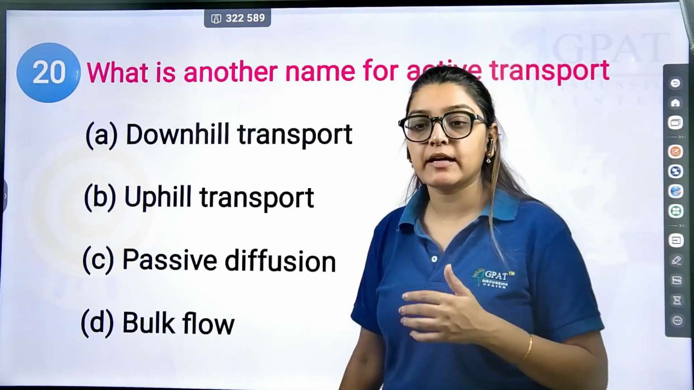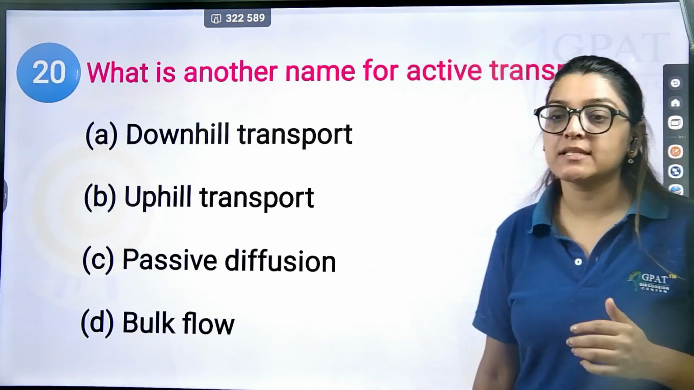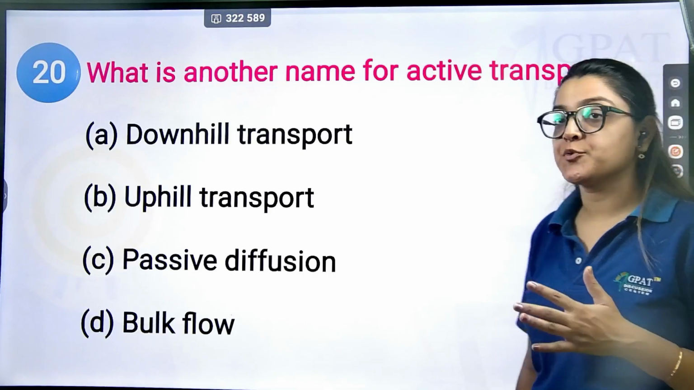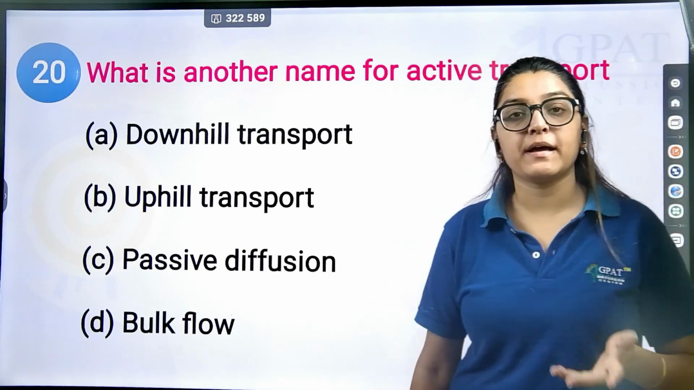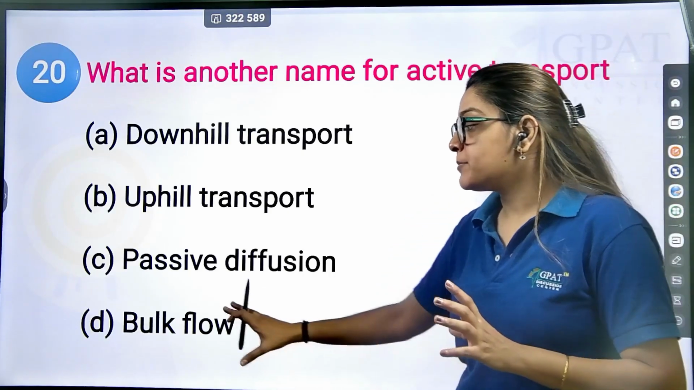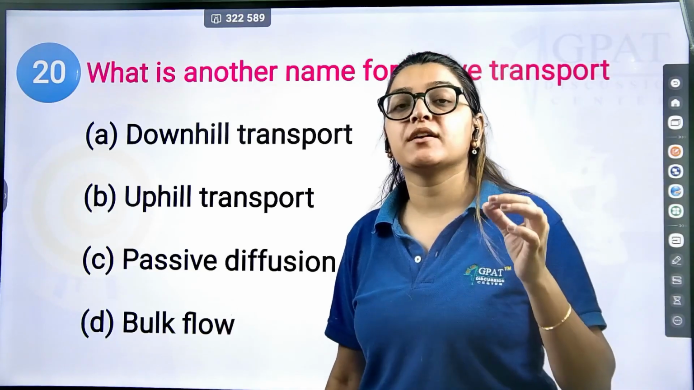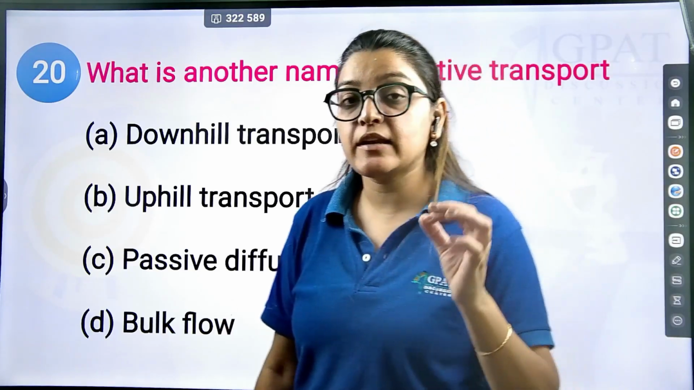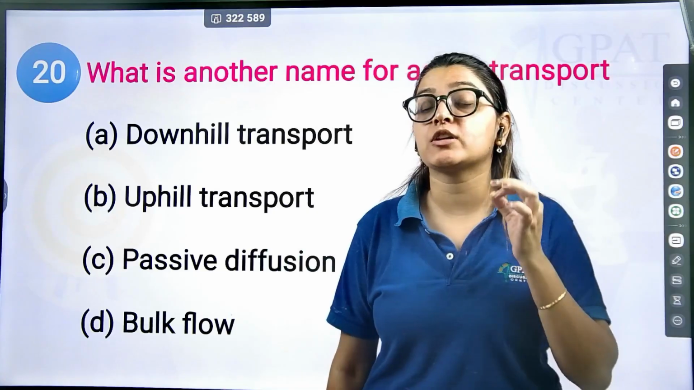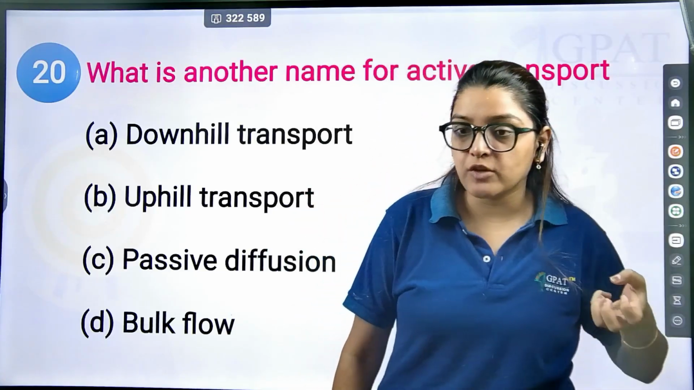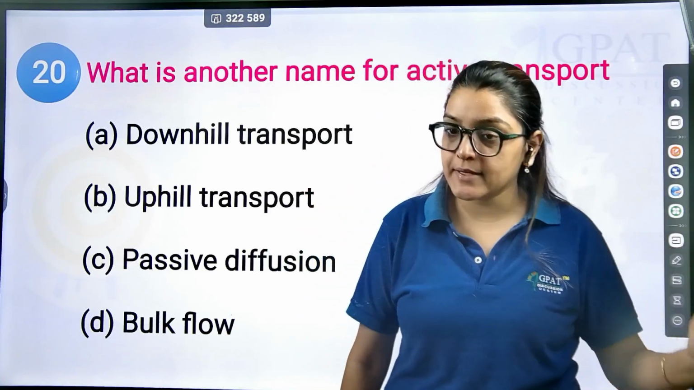So here we have our last question. Which is another name for active transport? Downhill, uphill, passive, or bulk flow? See, bulk flow is the other name for convective or pore transport in which hydrostatic pressure or water flux is created, and due to the solvent drag, the drug molecules are transported.